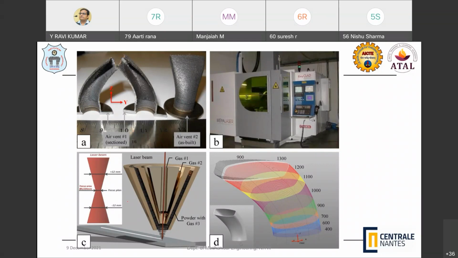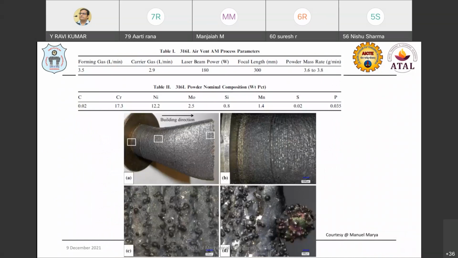In these DED systems, we are using a coaxial nozzle with a concept laser. This is the designed model, and in the design model we varied the laser scan speed and the laser power to make this kind of air duct. To manufacture that component, we used the DED system with a mass flow rate of up to 3.8 grams of powder per minute, with a gas flow rate of 2.9 to 3.5 liters per minute, a laser beam of 180, and a focal length of 300 millimeters.